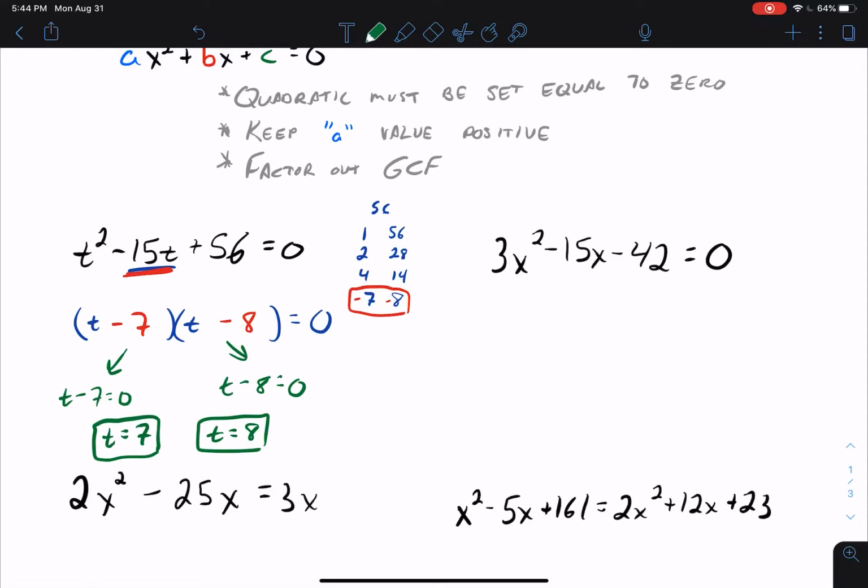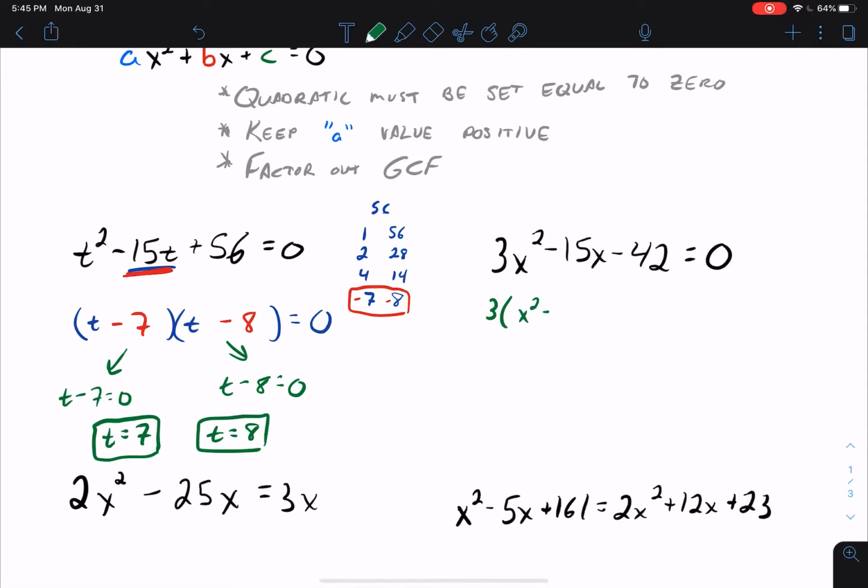Next up, in the second problem, 3x squared minus 15x minus 42 equals 0. It's set equal to 0. Is my a value positive? Does this have a GCF? Well, yes. 3 goes into 3, negative 15, and negative 42. So my first step is I'm going to factor out the greatest common factor, that 3.